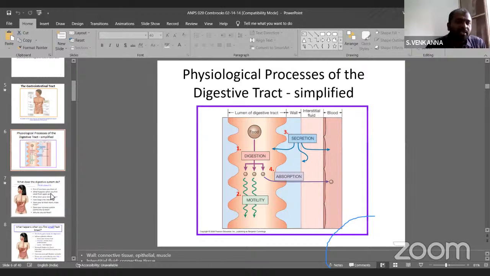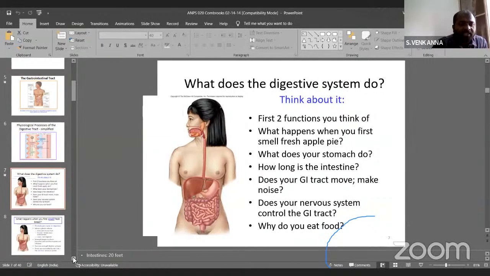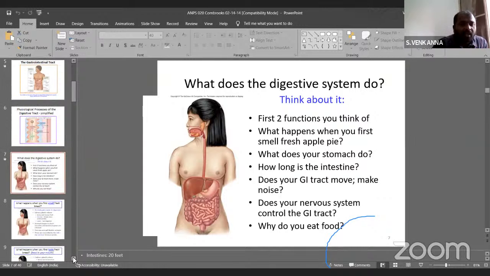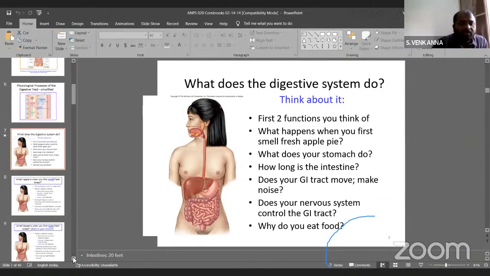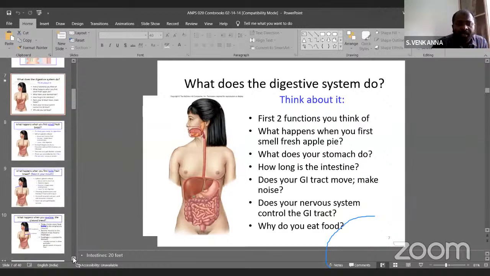See the next slide. What does the digestive system do? Think about it. What are the first two functions you think of? What happens when you smell a fresh apple? This is the complete structure of the digestive system. This is the small intestine and absorption into blood, and the tract moves with peristaltic movements.